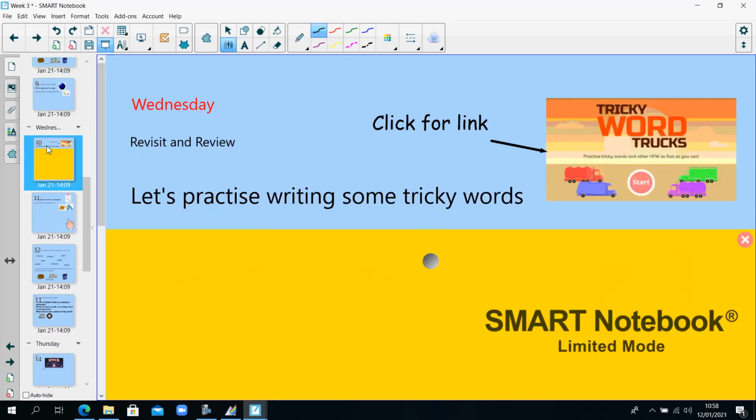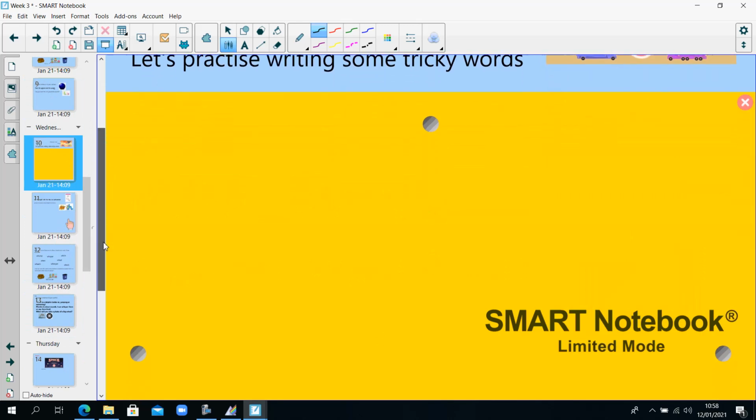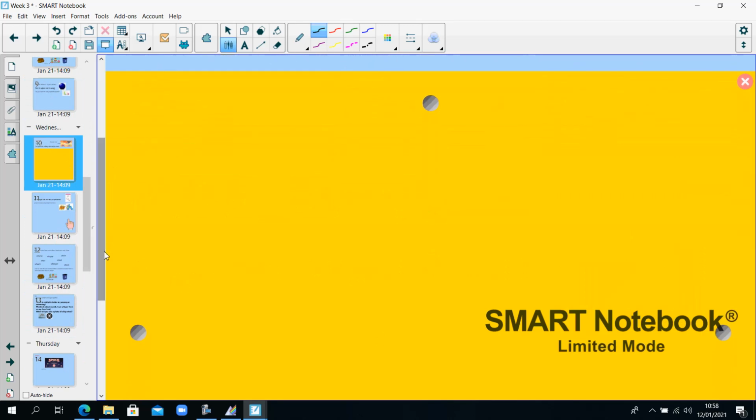Phase 5A, week 3, Wednesday. Let's practice writing some tricky words. So write down the words that I say. Oh, people. There, could, asked. I'll say them again. Oh, people. There, could, asked.